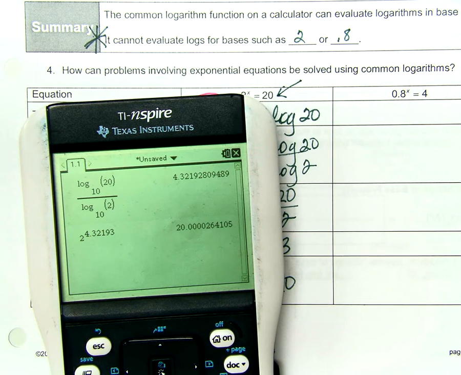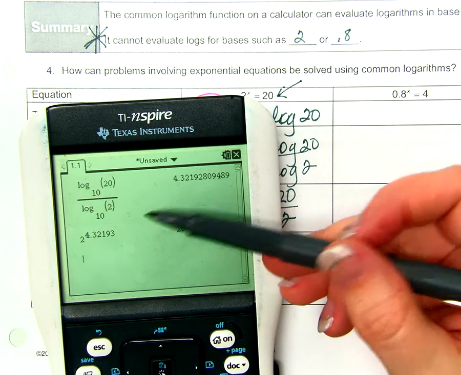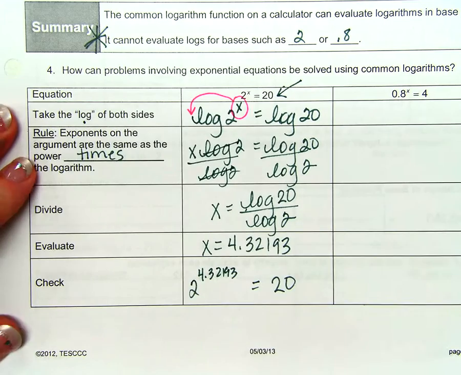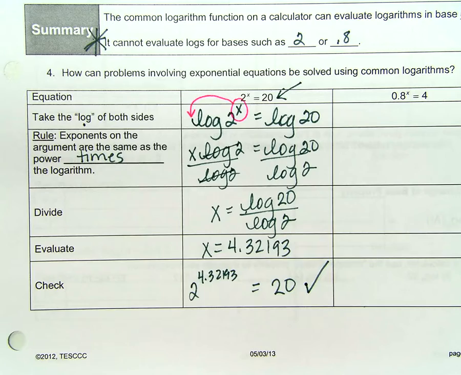Again, because mine is going to 12 decimal places, mine might say something different than yours. But is that close enough to say that the answer is 20? Why is that close enough to say the answer is 20? Because I rounded. That's exactly right. Okay? So is this the right answer? Yes. Okay?